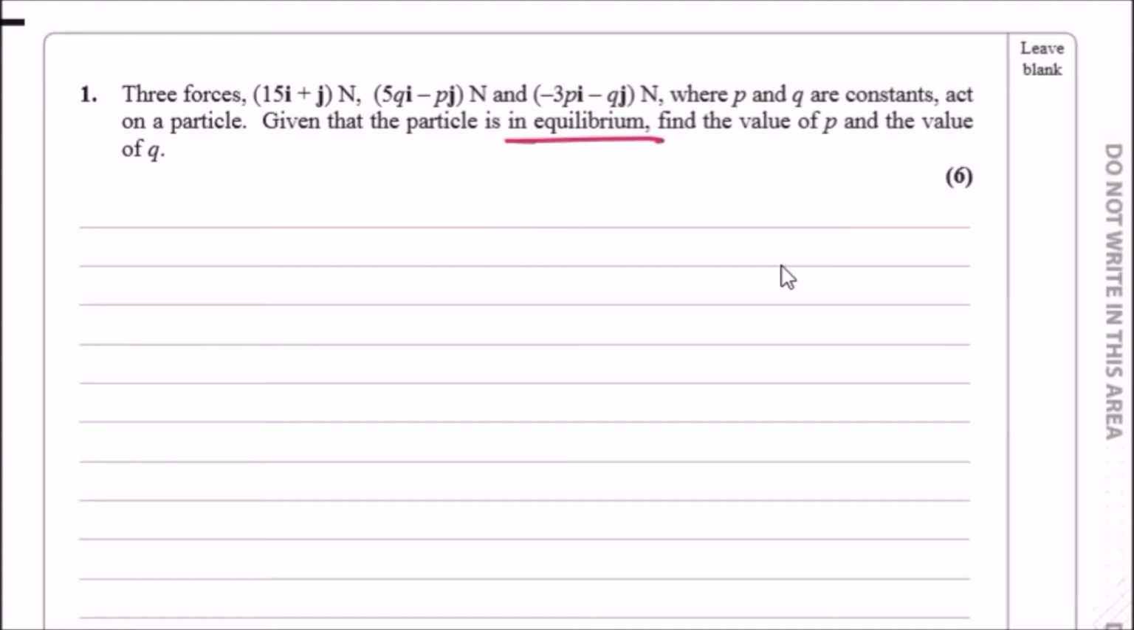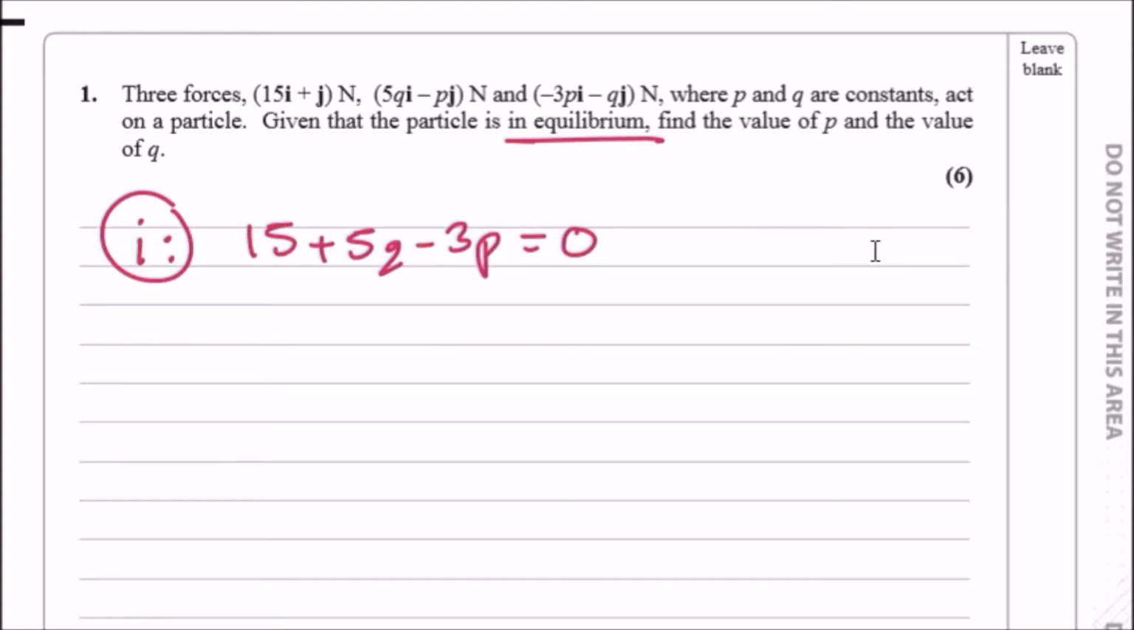So the key idea here is to realize that we can work in i's and j's. If we're going to sum up each force, then working in i's, we can say that 15 + 5q - 3p must result in 0i, correct? And as for the j's, the first one is literally 1j, so 1 - p - q must result in 0. So these are the two equations. In fact, these are simultaneous equations.